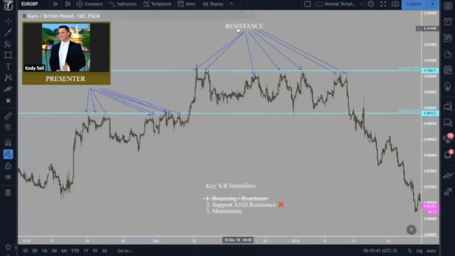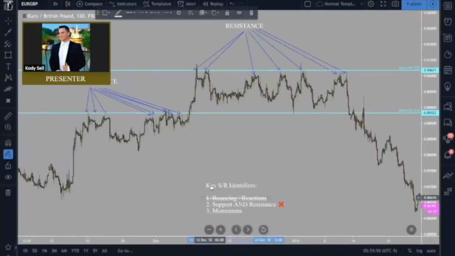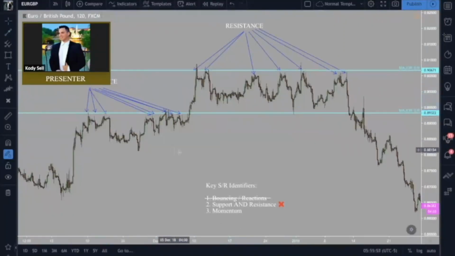And then let's note that we again have clearly resistance here. Now, again, we can mark off number 1 on our list because we're clearly bouncing, we're clearly reacting from this level. Now, the question is, can we mark off number 2? Does it also act as support when we breach?